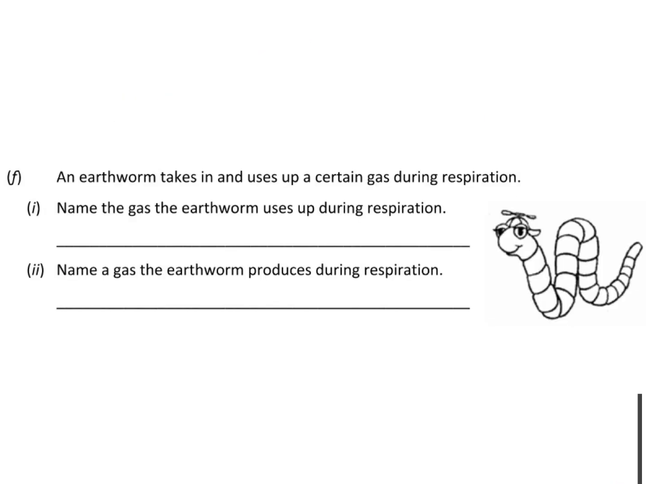So an earthworm takes in and uses up a certain gas during respiration. So name the gas the earthworm uses up during respiration. So for respiration, it's the food and oxygen. And then the gas that the earthworm is going to produce is carbon dioxide.